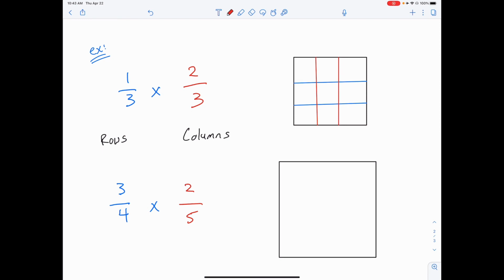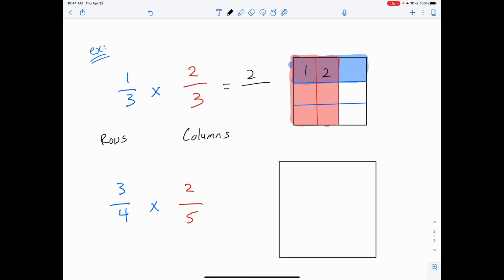So now again, we color in 1 of the rows that we drew. So we can color in 1 row like so. And then 2/3 was, again, 2 of the 3 columns. So I'm going to color in 2 of the 3 columns. And what we'll notice is that the overlap is only in these 2 boxes. So the answer here would be 2, because that is the overlapped amount.